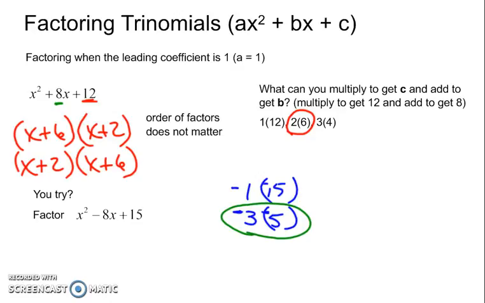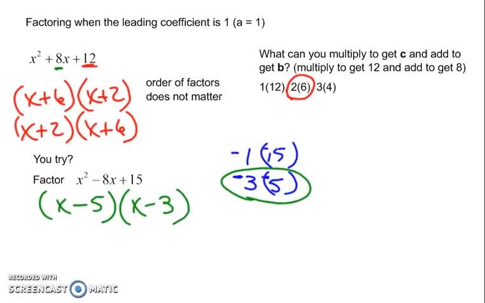So our factors here are x minus 5 times x minus 3. You can always check your answers by multiplying it back out and seeing if you get your original expression.